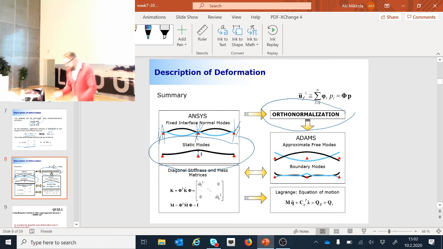Okay. Now, because of the orthonormalization, all the modes will be looking very different. I'm going to get something that looks pretty much like free modes and something that are boundary modes. And now my representation is a diagonal representation. That's the story in short.